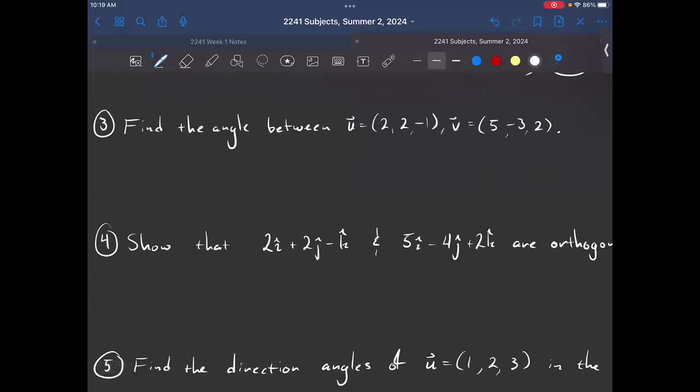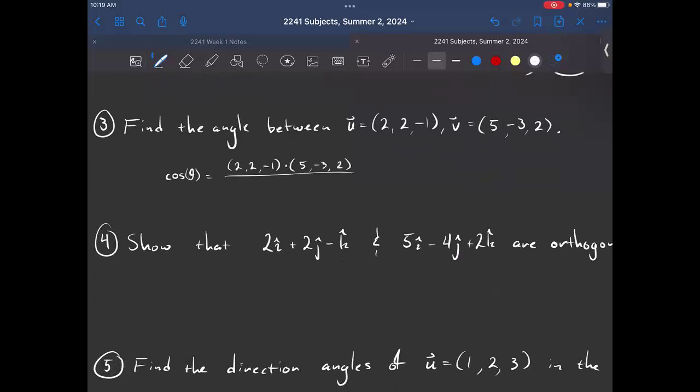All right, so next up we have 3. Find the angle between u and v given these coordinates. In this case, we are going to use the same formula, but the version that's solved for the cosine, because now we're given the coordinates, and we can use those to get the angle.